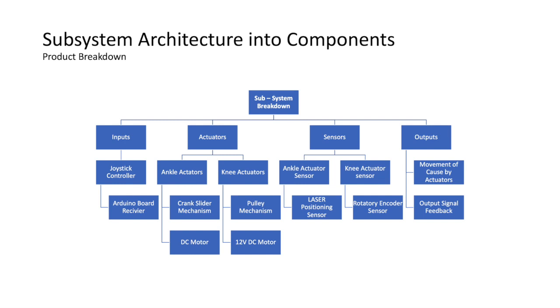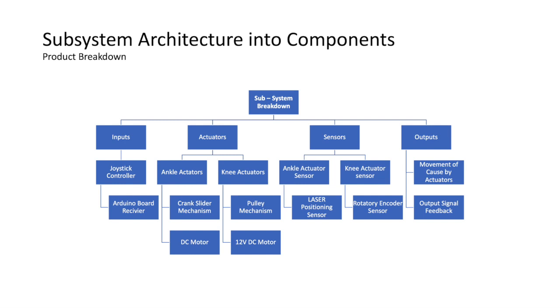In our knee sensors, we have the options to use line positioning sensors or laser positioning sensors, while in our ankle sensor, we have the option to use laser position sensors or resistance position sensors. Lastly, our last component is the output, which is the movement caused by actuators, and we also have our second output, which is the output signal feedback. By breaking down our systems, we make it easier for us to identify the resources available to meet our operational objectives.